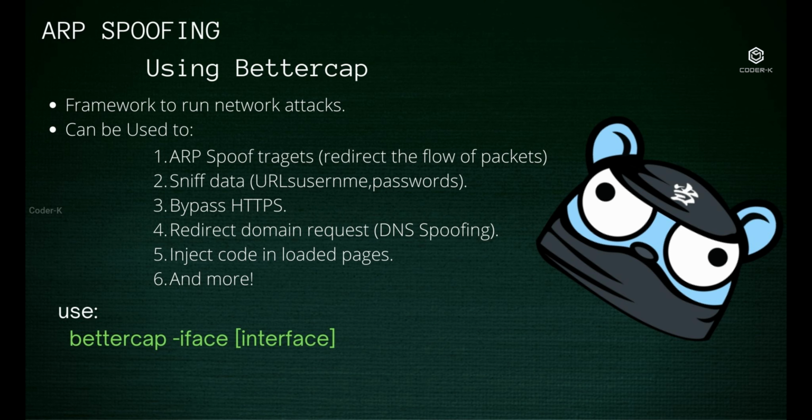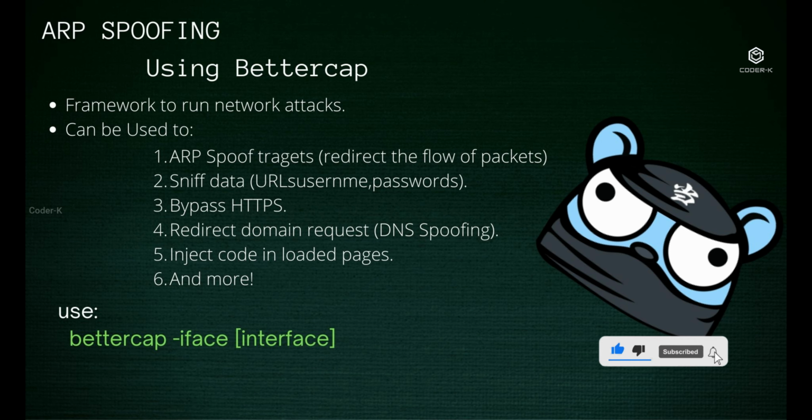Bettercap can be used to do exactly what we did with arpspoof. So, we can use it to run an ARP spoofing attack to intercept connections. And it can be used to do so many more things. We can use it to capture data and analyze it and see usernames and passwords. We can use it to bypass HTTPS and potentially bypass HSTS. We can use it to do DNS spoofing, inject code into loaded pages, and so much more. For now, though, I'm going to show you how to install the tool and give you a quick overview on how to use it, and we'll go over all of that in the next lectures.